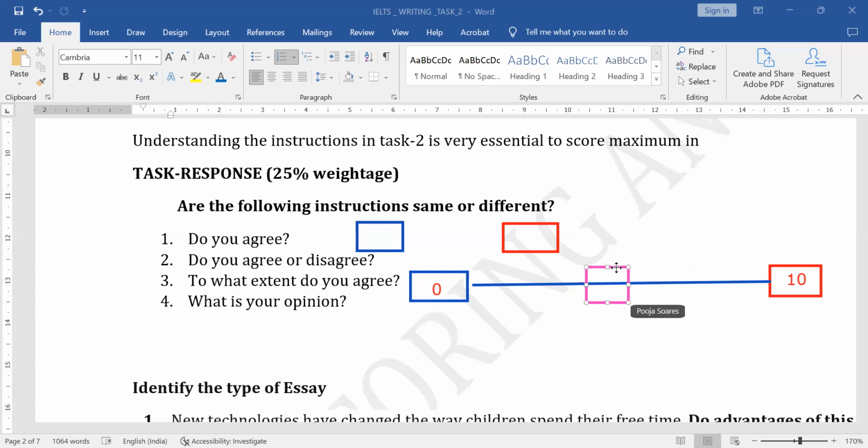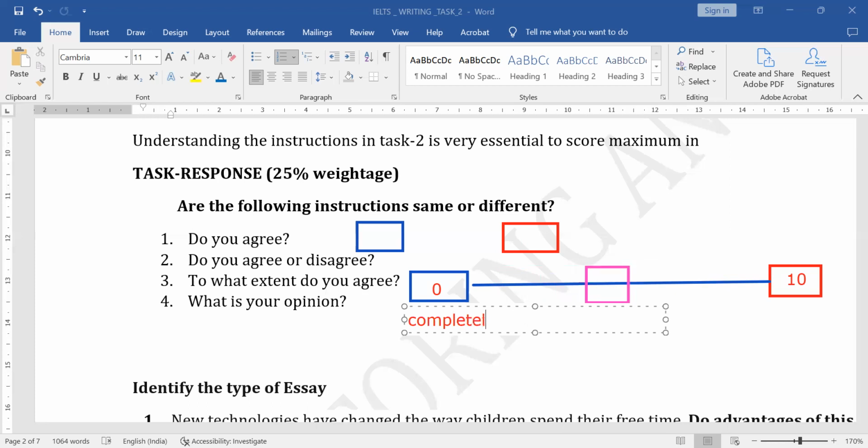So in such a scenario, we need to give both of the views, right? Disagree and agree, in case your opinion is in between. Okay. To what extent do you agree? You can choose to say, I completely agree.